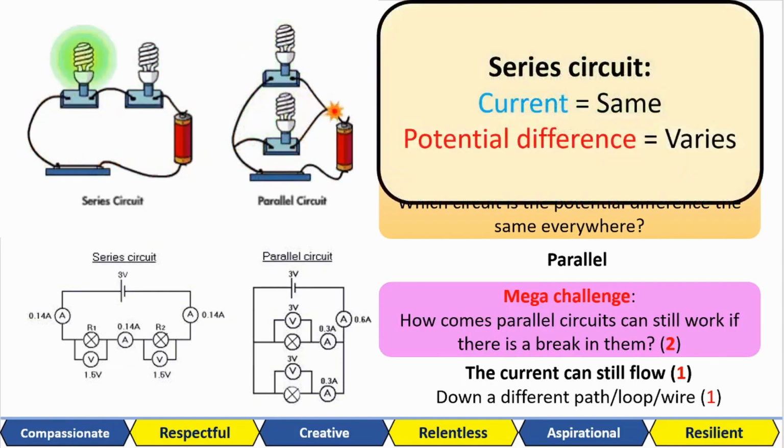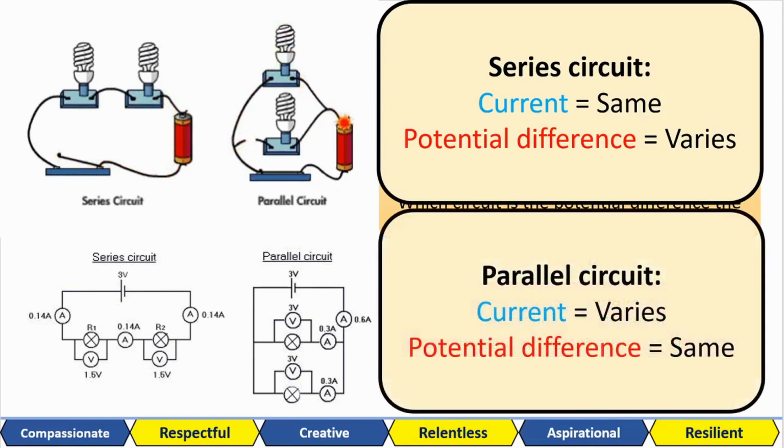Series circuits, the current is the same everywhere but the potential difference varies. And for parallel circuits, the current varies but the potential difference is the same.